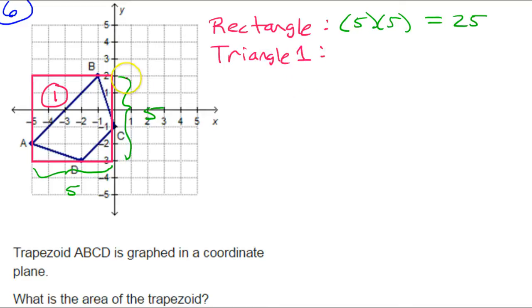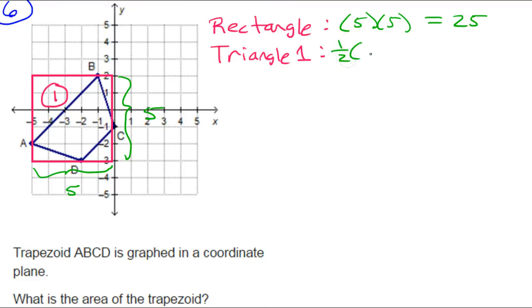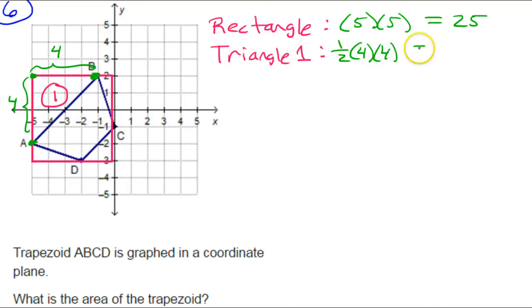Alright, triangle 1. So remember, the formula for the area of a triangle is 1/2 base times height. Okay, so the base of this triangle goes from here to here. Alright, that's 1, 2, 3, 4. And the height goes from here to here. That's 1, 2, 3, 4 again. So that's 1/2 times 4 times 4. Okay, 4 times 4 is 16. 1/2 of 16 is 8. So triangle 1 is 8.